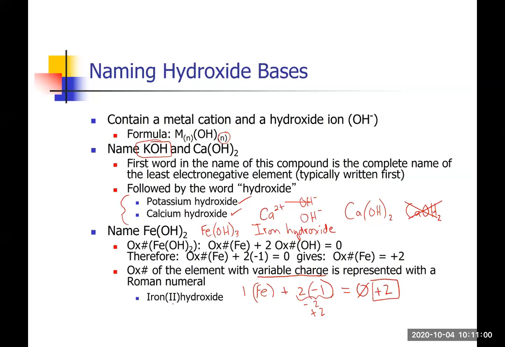We need to show that when we write this compound. So we're going to use the Roman numerals. We're going to write iron, and then in parentheses, the Roman numeral 2, and then add the word hydroxide afterward. So we're still naming it just like we did above. The only addition is we're adding the Roman numeral to show the charge of the transition metal.